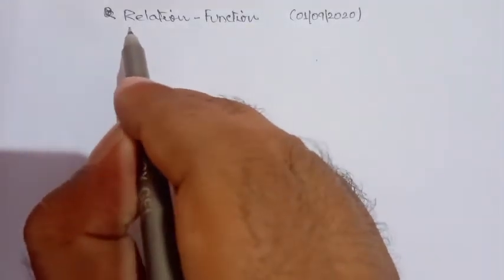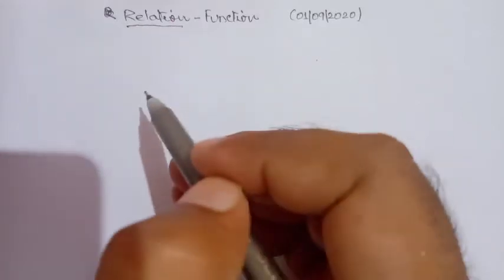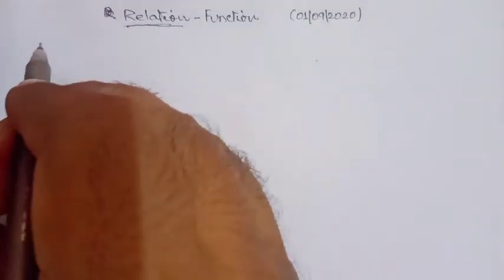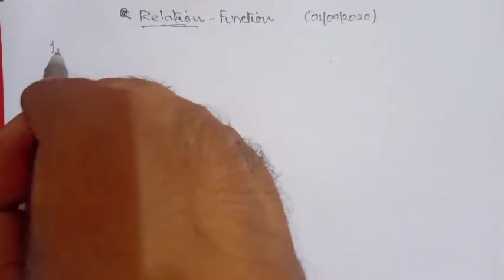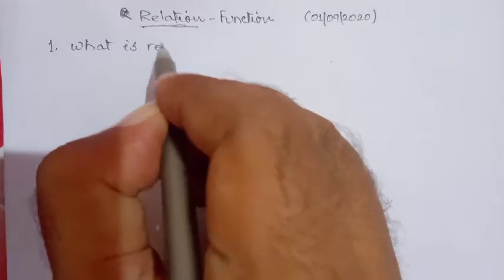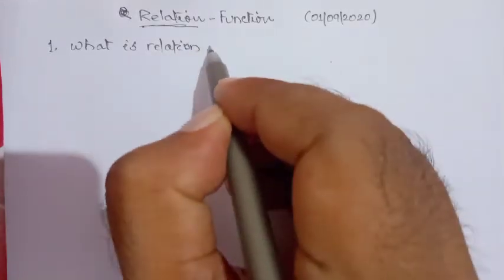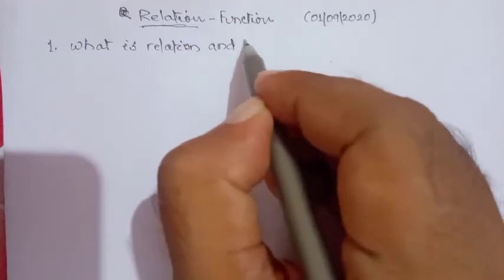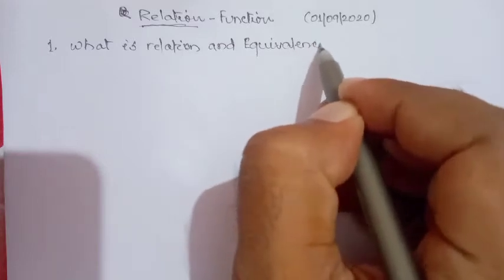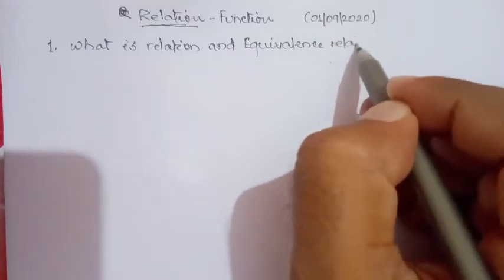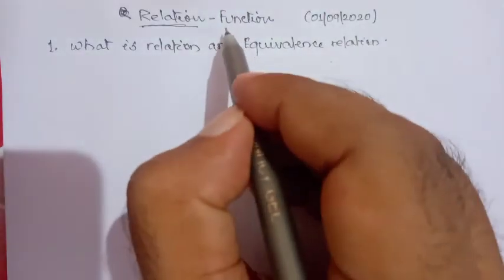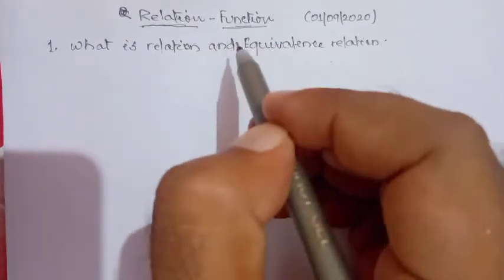We are studying relation. In the topic relation and function, we have already studied what is relation and what is equivalence relation. For this you have seen the relation is reflexive, symmetric and transitive. With one or two examples, today we shall see the other part, function.